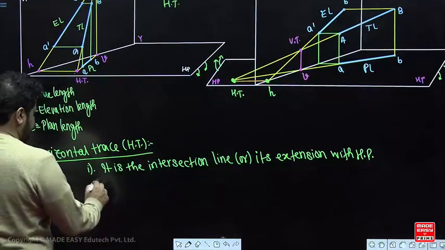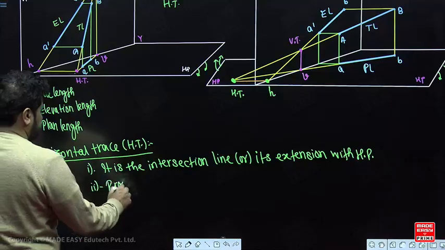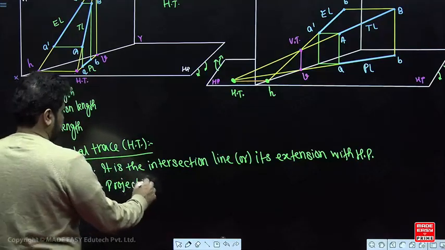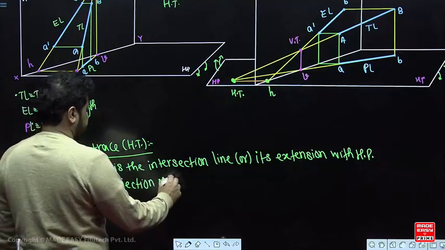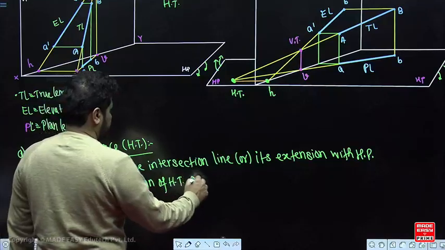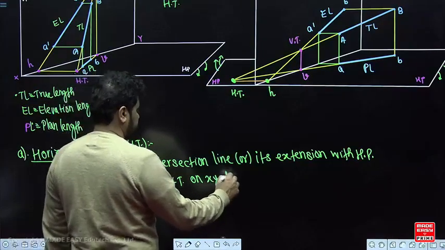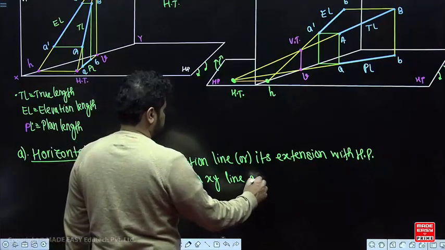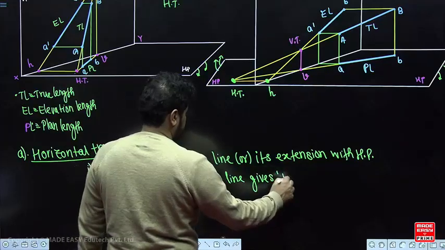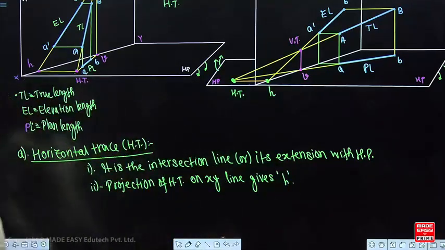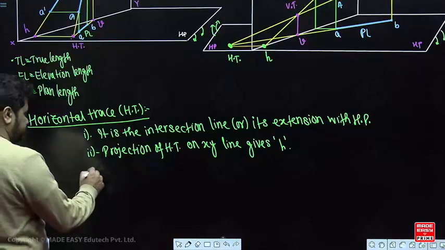Second, the projection of the horizontal trace, projection of HT on the XY line gives small h. Correct?